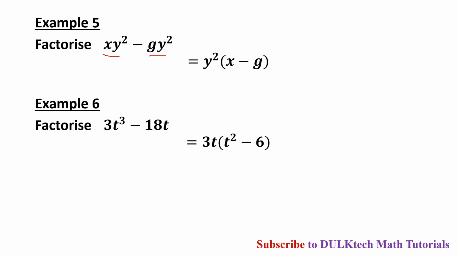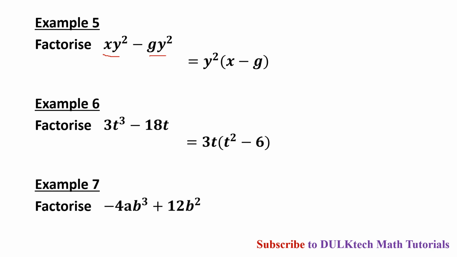Let's move on to our last example, the seventh example. Here we want to take out this negative. We want this negative out. So the highest common factor here is 4b squared, and we are going to take minus 4b squared out. If we divide this one by minus 4b squared, we remain with ab.